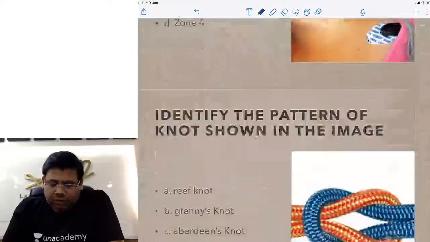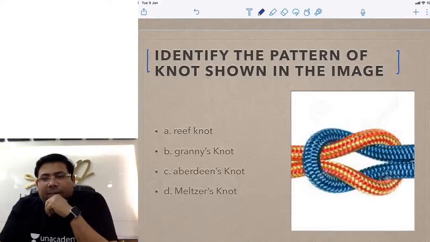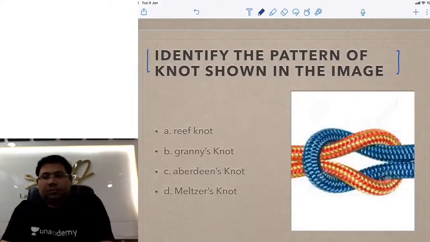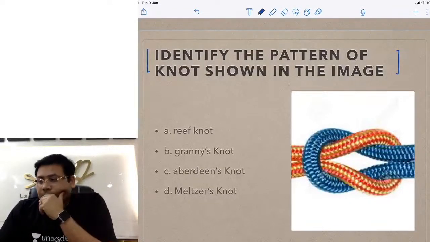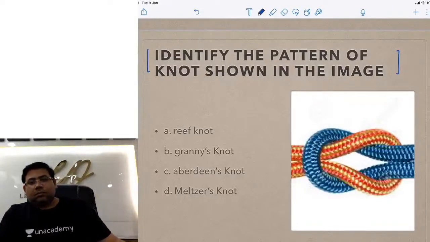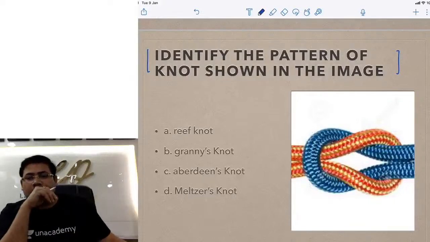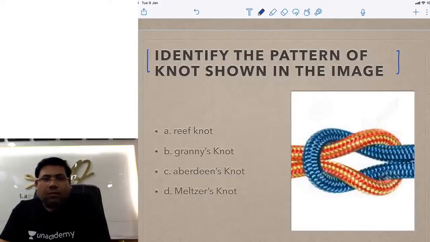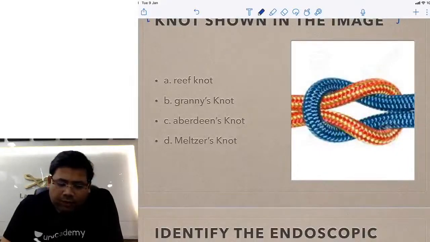Okay. Let us talk about the knot. Tell me. Identify the pattern of knot shown in the image. Tell me whether it is reef, granny, Aberdeen, or Melzer. Tell me what it is. Reef, granny, Melzers, or Aberdeen. Tell me what it is. So when we're talking about this, concept of knot, very good. Dekho, this is a two-throw knot.